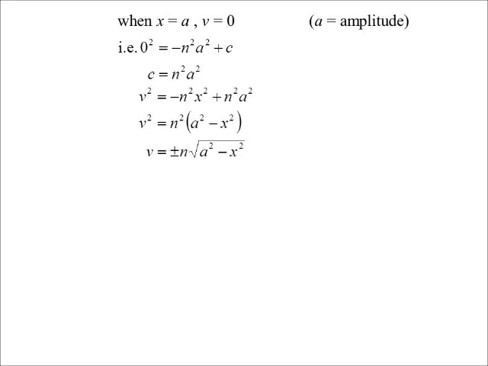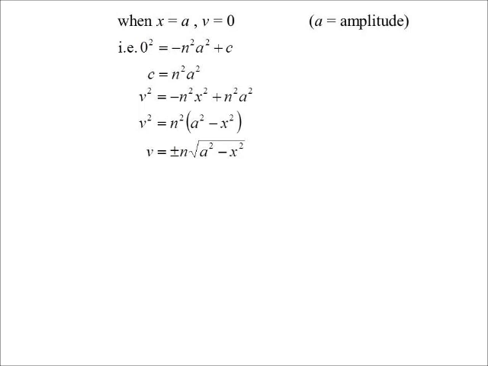I know velocity will equal 0 at that point because that's when it's going to stop and come back. So sub in, and my constant becomes n squared a squared. So I now have the formula: v squared is minus n squared x squared plus n squared a squared, which means v squared, if I factorise it, turns out to be n squared times (a squared minus x squared). So velocity will be plus or minus depending on which time I'm at, because remember we're going backwards and forwards. At one point in time I'll have positive velocity, but when I'm coming back I'll have negative velocity.